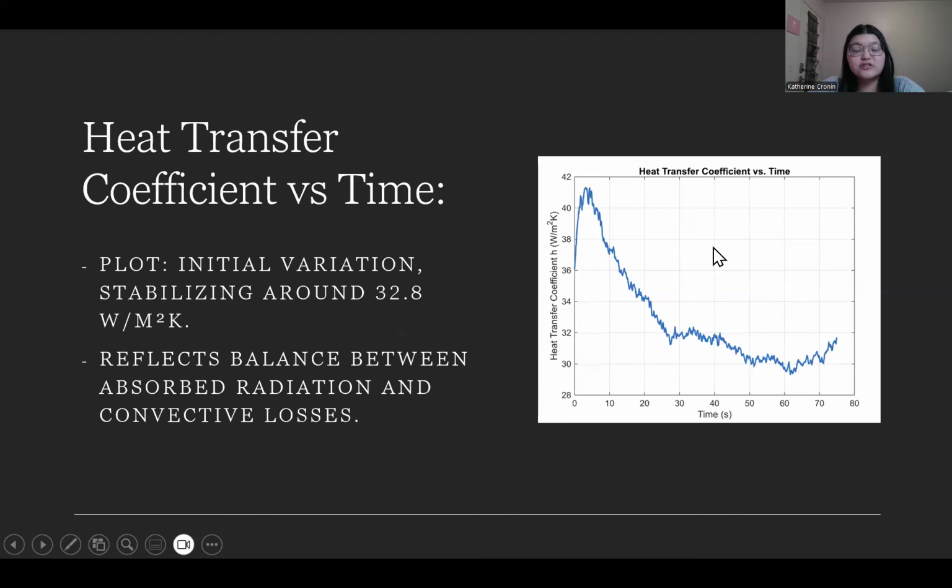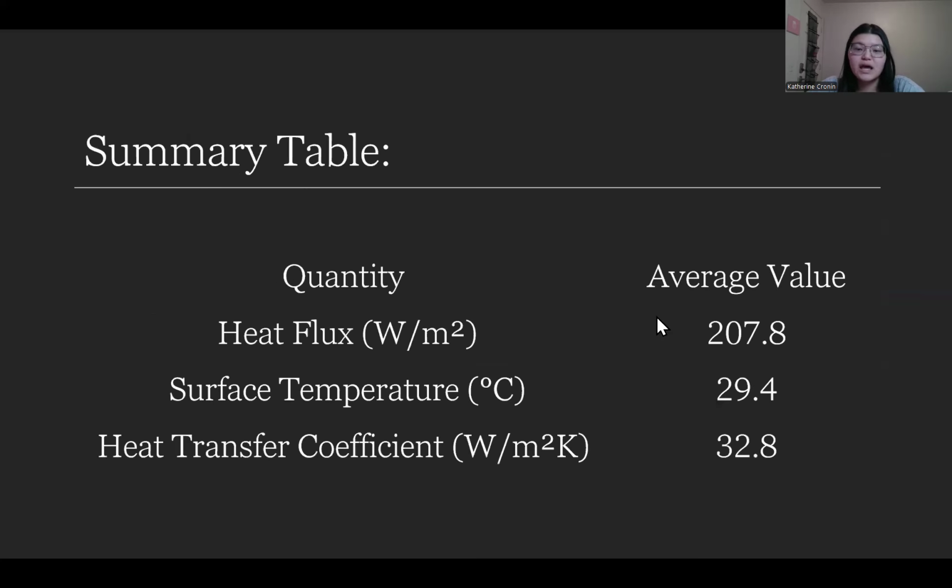Here is my heat transfer coefficient versus time graph. It is a little bit messy, but it does stabilize to around 32.8. This reflects the balance between the absorbed radiation and the convective losses from my sandwich. And here is a table of all the values that I've calculated.